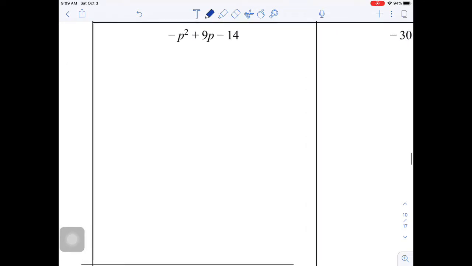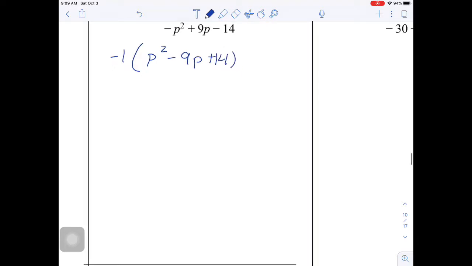Now these are interesting ones, because remember, we only need to know how to deal with polynomials where the leading coefficient has a positive 1. So I could divide out negative 1 here by everything to get this to positive 1. So that's what I'm going to do. I'm going to divide negative 1 out. So I'm simply just factoring out negative 1. And that will just change the sign. So this will be positive p squared minus 9p plus 14. And now I can apply PSA.